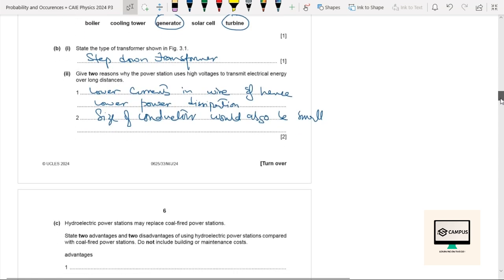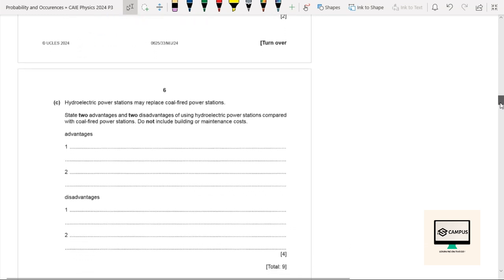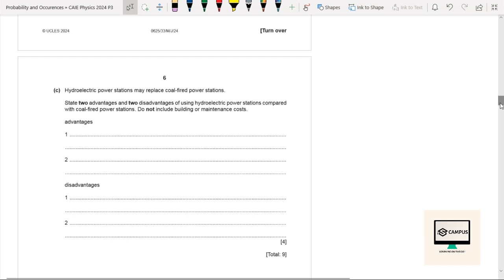Moving forward, a hydroelectric power station may replace a coal-fired power station. This is a good one. State two advantages and two disadvantages of using hydroelectric power stations compared with coal-fired power stations, and do not include building or maintenance costs. So we have to give some technical answers to this.